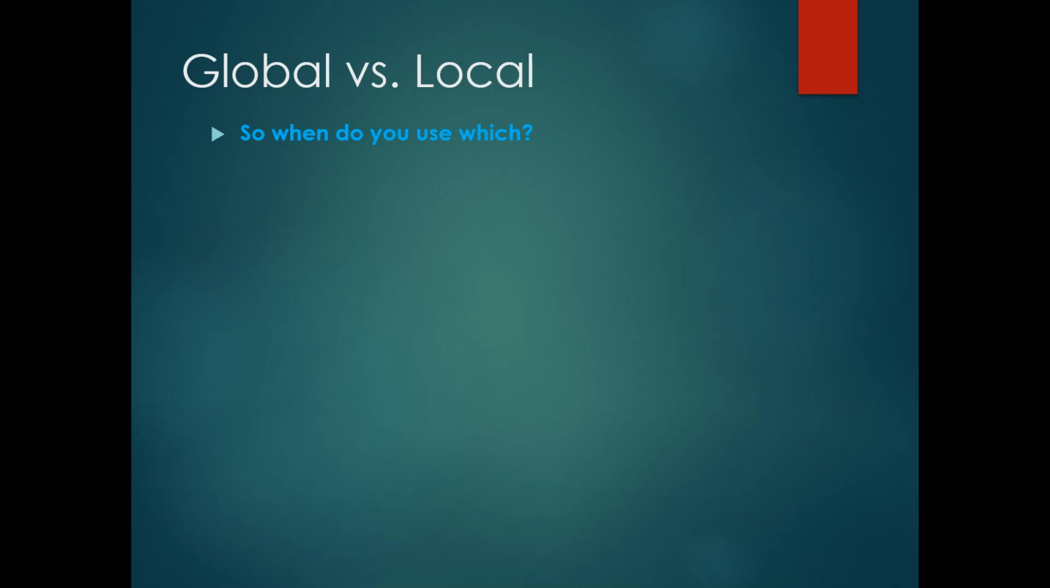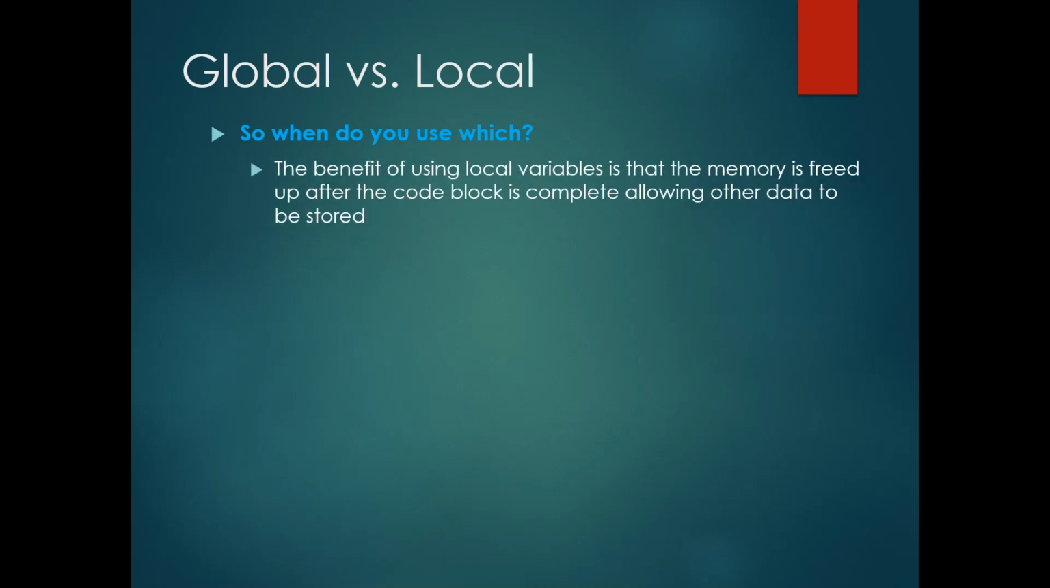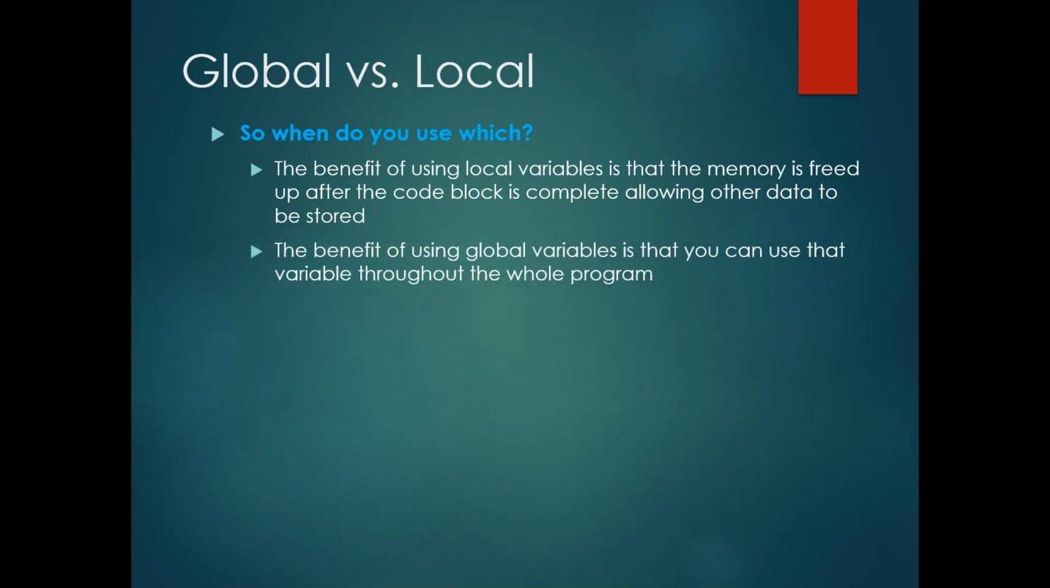So let's break this down. When do you use which? The benefit of using local variables is that the memory is freed up after the code block is complete, allowing other data to be stored. Now that other data could be data by your program or by another program completely. It doesn't have to be yours. The benefit of using global variables is convenience, in that you can use that variable throughout the whole program, and you can have confidence in the fact that that variable exists and is ready to go.